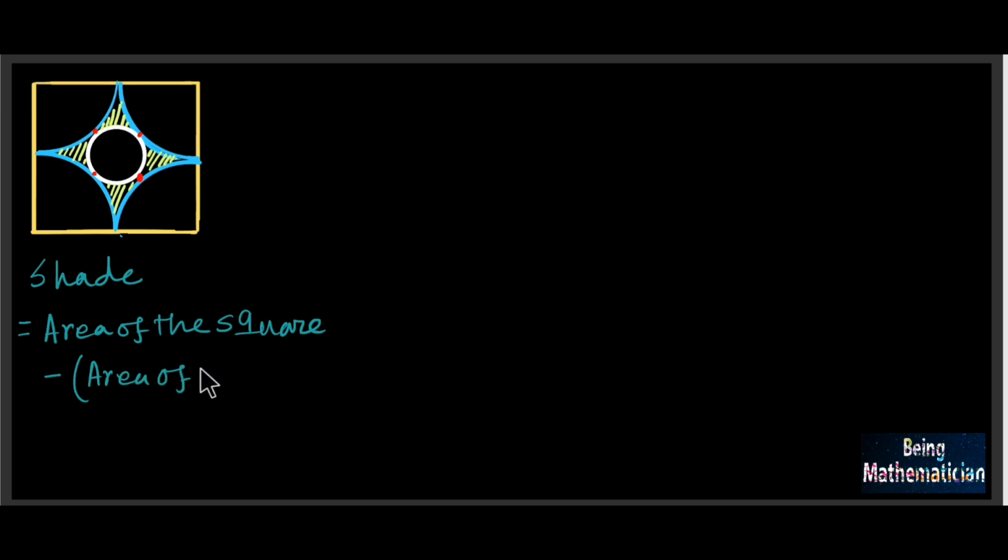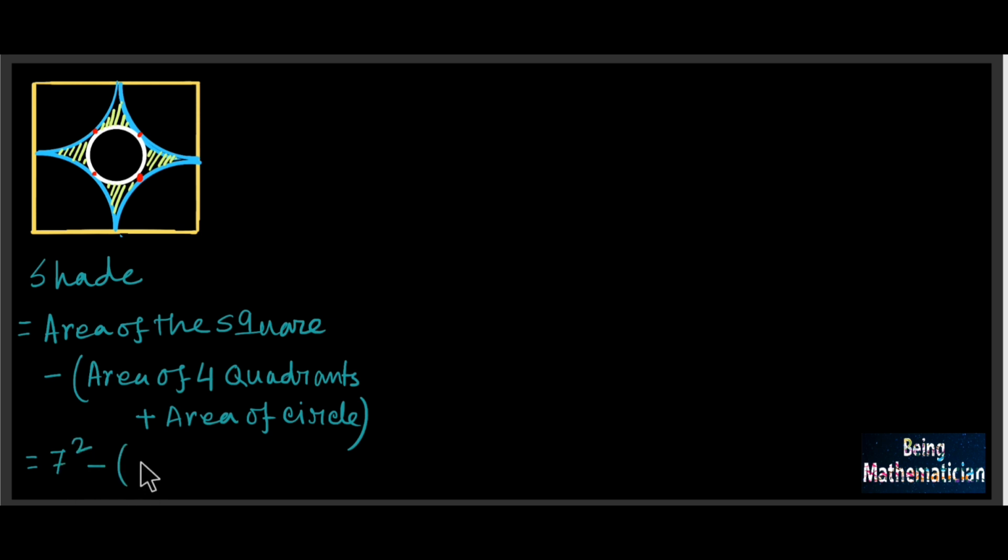So look at the figure. It is clearly shaded region is the area of the square minus the area of 4 quadrants and the area of circle. Now area of the square is 7 square, minus area of 4 quadrants is 38.5, and area of the circle is 6.622 approximately.